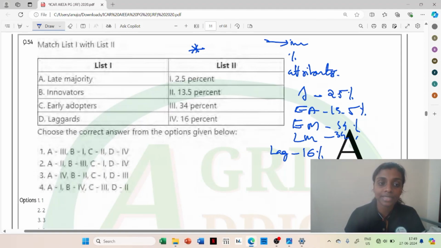So we will see: late majority is 34 percent. Next is innovator; innovators are 2.5 percent. Early adopters are 13.5 percent, and laggards, the last one, are 16 percent. So the answer is A3, B1, C2 and D4. Option A.